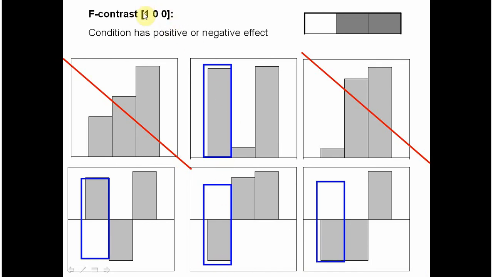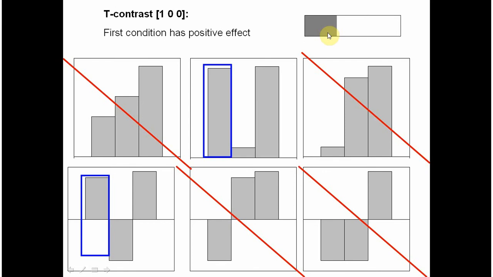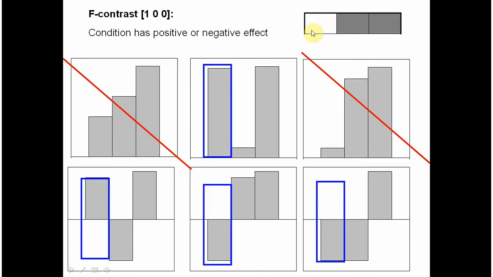If we set the same F contrast, the graphical representation will be a bit different. Here it is one gray bar turned positively, and this is a white square with two gray squares. F contrast, as we remember, is much more sensitive. It gives significant outcome in this case, but also in two cases when there is a negative response, negative effect of the first condition.